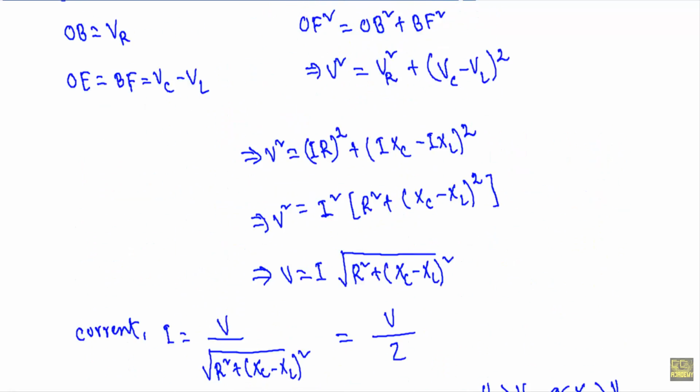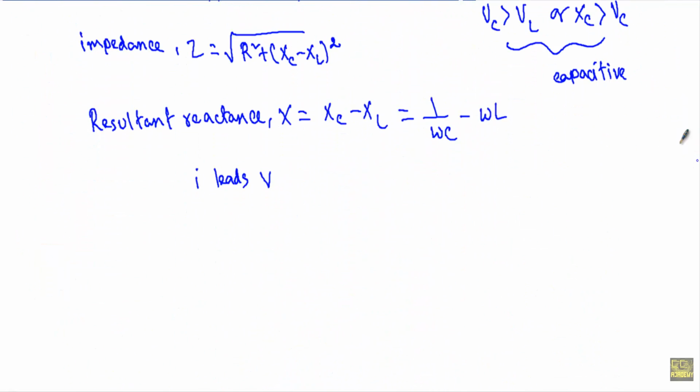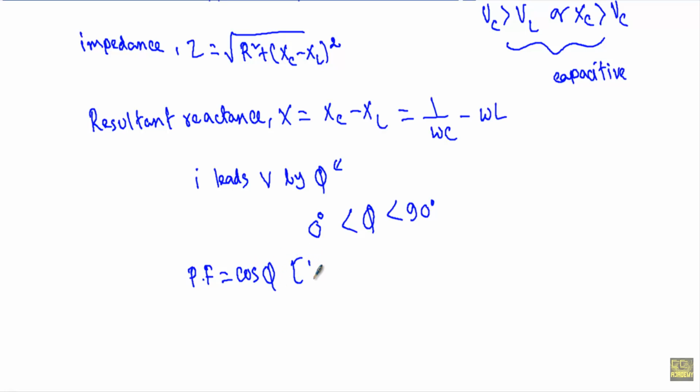V. Now look at the voltage triangle. Here you will see this is our reference current I, and this is our applied voltage phasor V. I leads V by an angle of phi. So here I can say, as this is a capacitive circuit, I leads V by angle phi. Phi will be less than 90 degree but greater than 0 degree. As a result, our power factor, which is equal to cosine phi, will be leading, because in a capacitive circuit current leads V by phi.